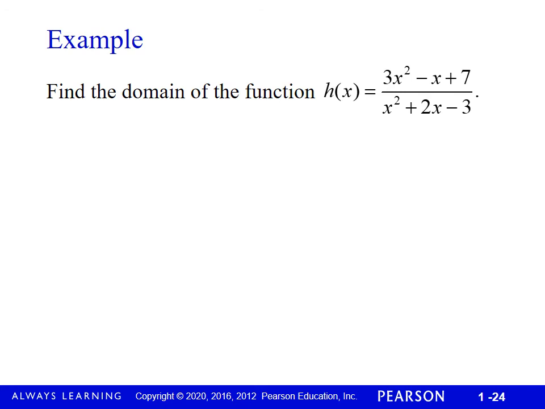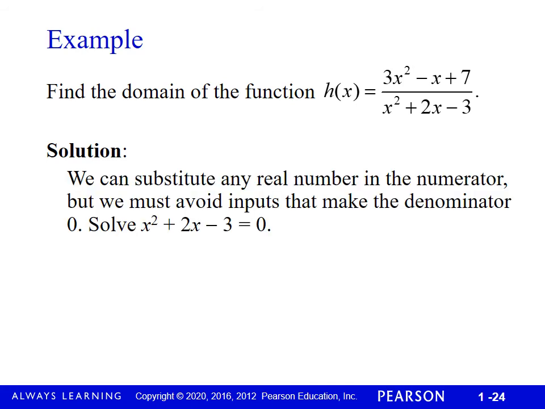Here, we have another fraction. So x squared plus 2x minus 3 cannot be equal to 0, all right? So what we want to do is solve that quadratic equation. We're a little bit early because we're going to be doing quadratics in the next section, I believe.